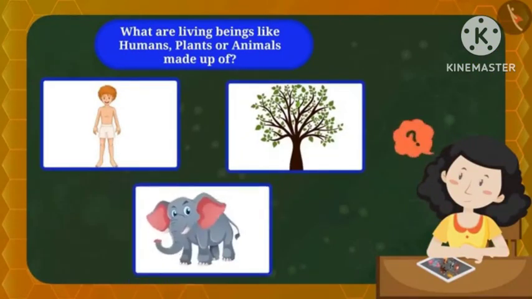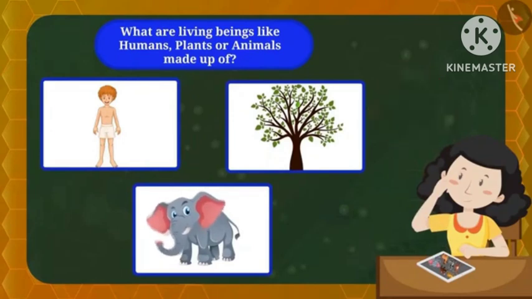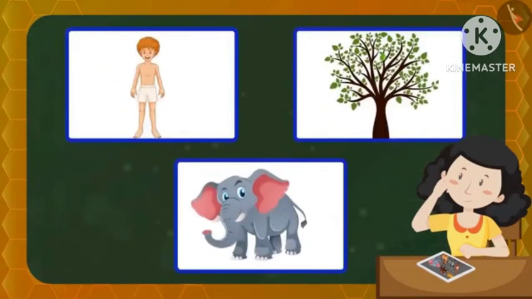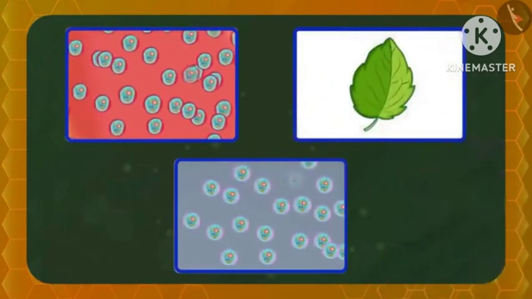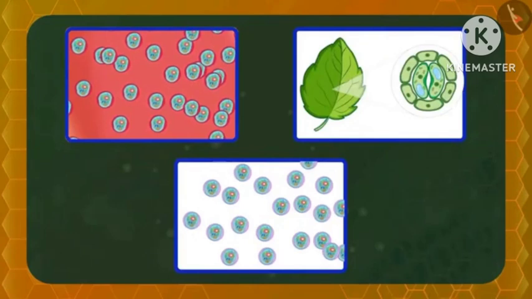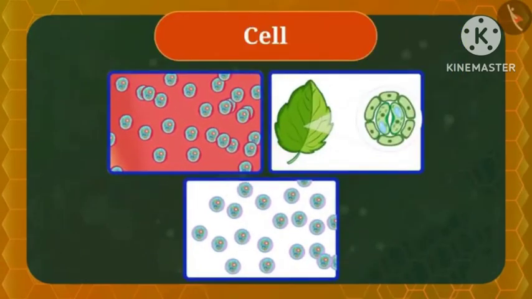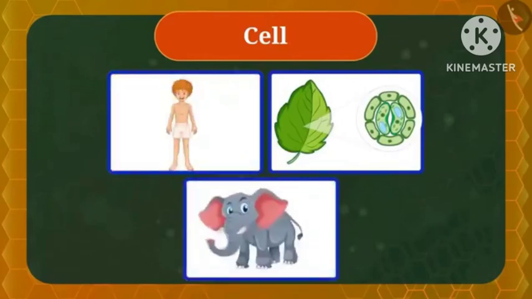There are various living beings: human, tree, elephant. What are they made up of? Let's magnify the things. When we magnify our body, we get some compartment-like structures, and this structure is nothing but a cell. So we can say that every living organism is made up of cells.